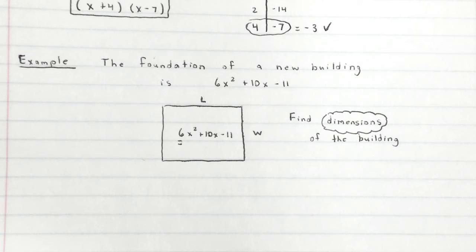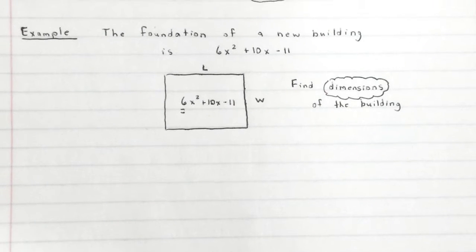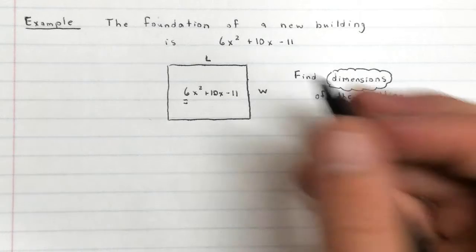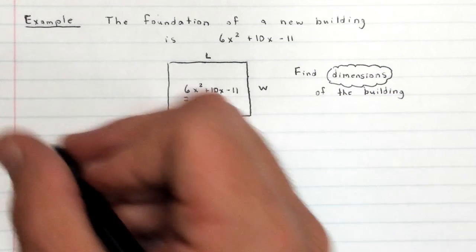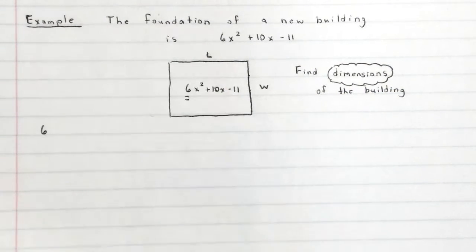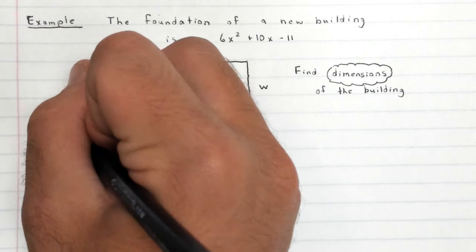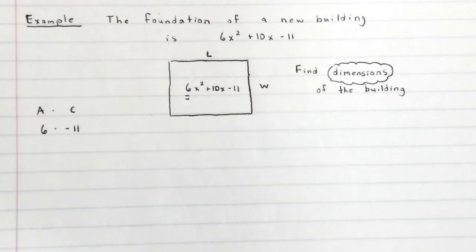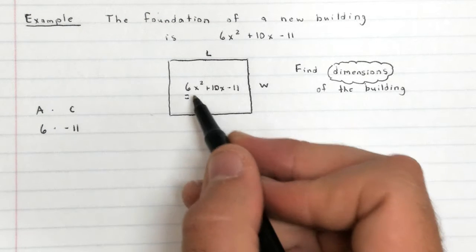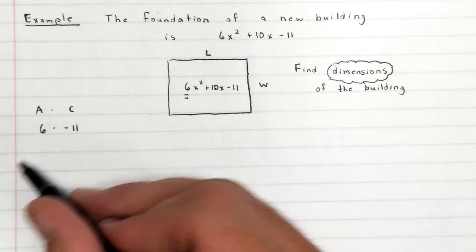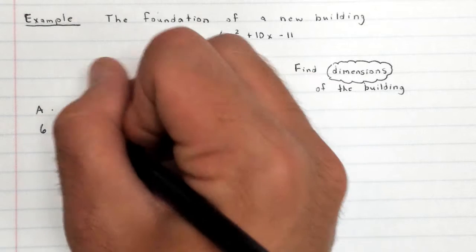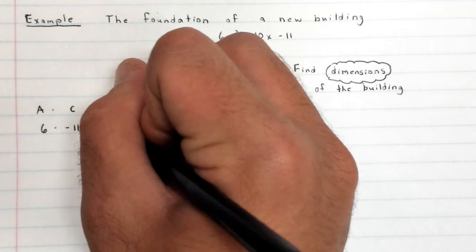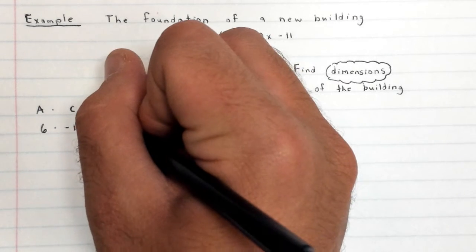So I'm going to go to my factoring by grouping. Factoring by grouping, again, the easiest method. Remember, I take 6 times negative 11, my a value times my c value. Again, not the letter, just the number. 6 times negative 11 gives me negative 66.